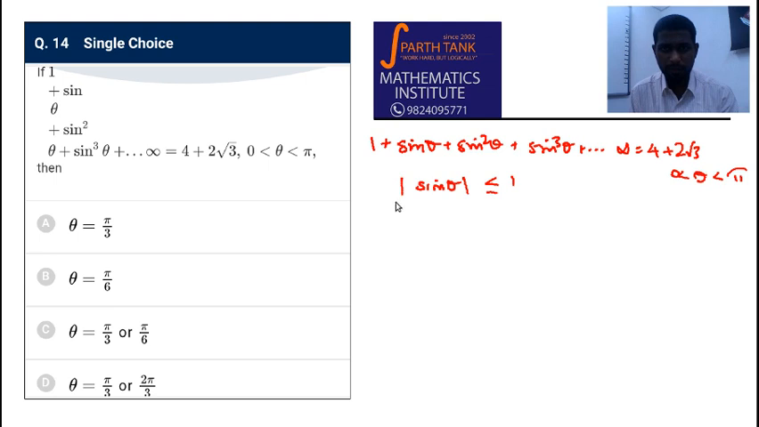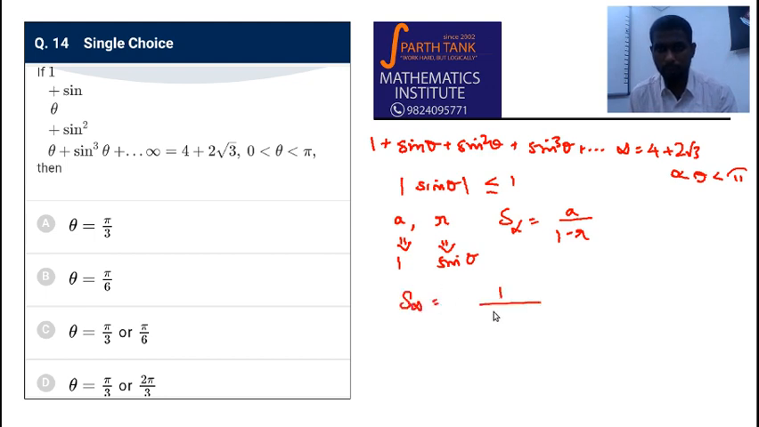So the sum to infinity for a series with first term a and common ratio r is a by 1 minus r. Here a is 1 and r is sine theta. So my sum to infinity is 1 upon 1 minus sine theta, which is given to be 4 plus 2 root 3. Okay. Now to simplify this, let us do the componendo dividendo.